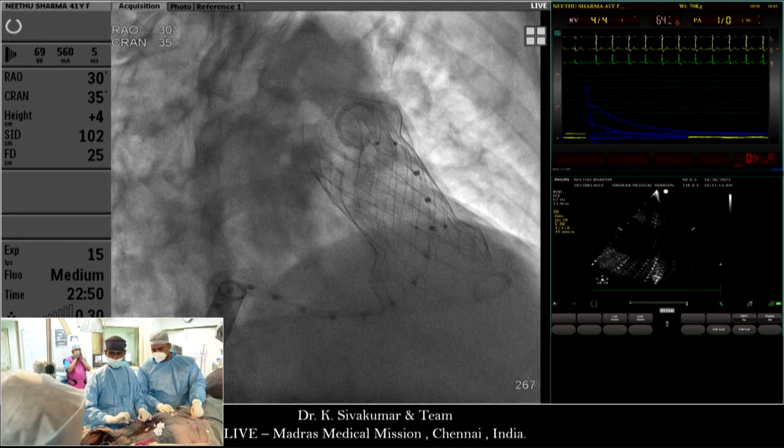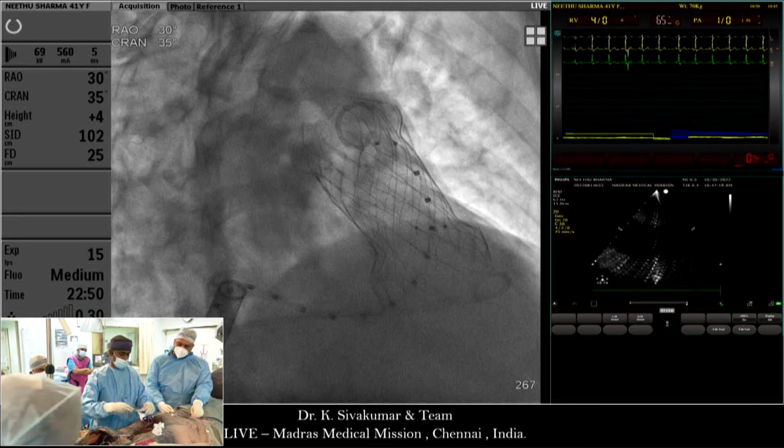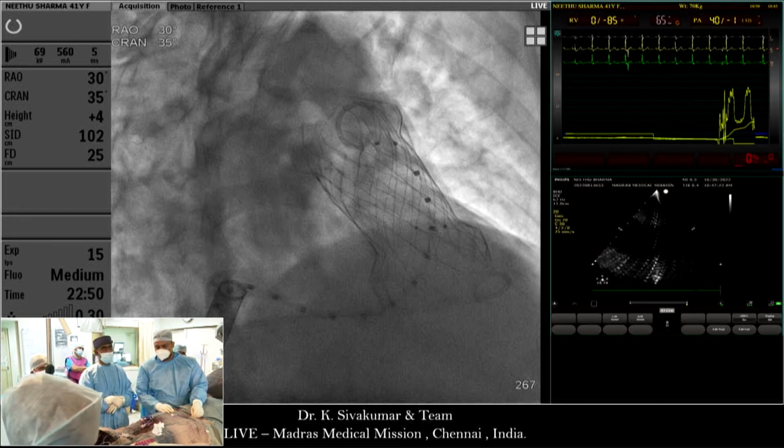Why don't you just do a pullback? Such a miserable life right now. Why don't you just do a pullback? Pressure in the PA and then pull back. Rather than pull back, I would like to have simultaneous pressures.